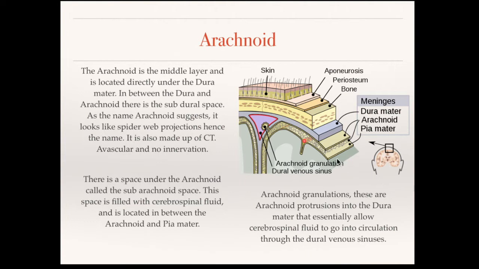The space underneath the arachnoid is called the subarachnoid space, seen over here. This space is filled with cerebrospinal fluid, and it is located in between the arachnoid and Pia Mater. You must be wondering in this diagram why there's a little protrusion here into the Dura Mater, and this is called the arachnoid granulation. Arachnoid granulations are basically protrusions into the Dura Mater that essentially allow cerebrospinal fluid to go into circulation through the dural venous sinuses.